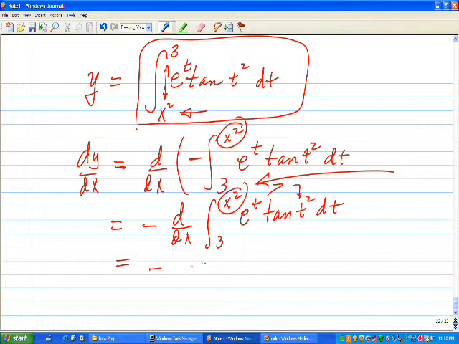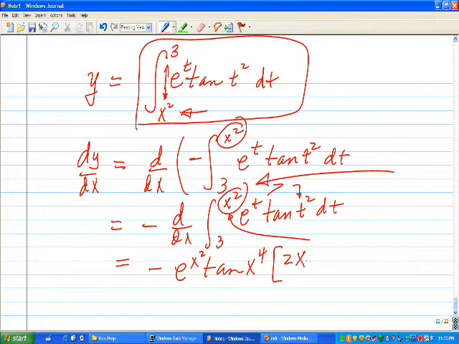So we get e to the x squared tangent of t squared; put x squared everywhere you see a t, and that would be x to the fourth. We're still not through. We need to multiply it by the derivative of the upper function, which is 2x. And then you could rewrite this as minus 2x e to the x squared tangent of x to the fourth. I think that's correct.